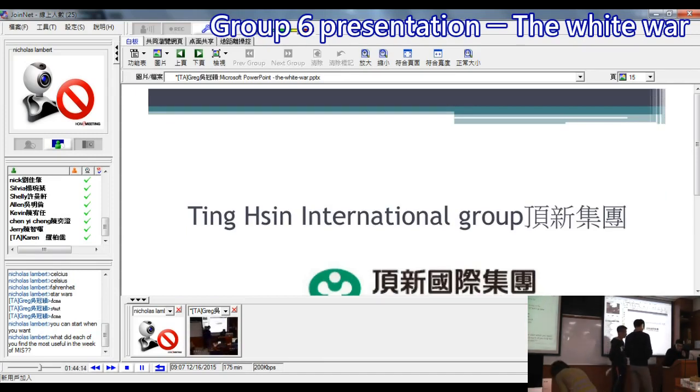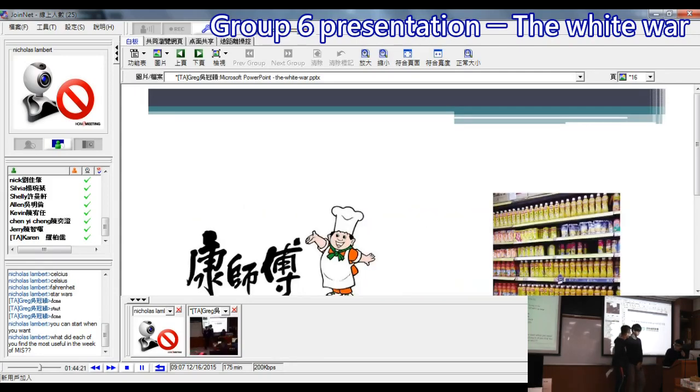This is called Dingxing International Group, and it was a very big company in China and Taiwan. You can see this is Kang Shifu, one of its companies, and it is the biggest food manufacturer in China. Its products include instant noodles, drinks, and even the biggest convenience store in China, Family Mart, which belonged to them.